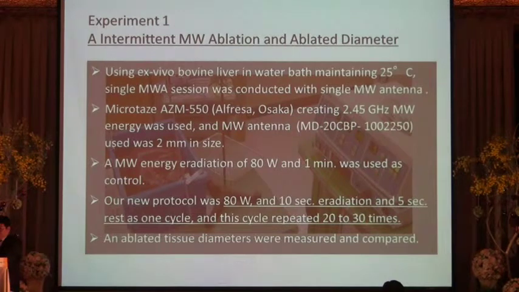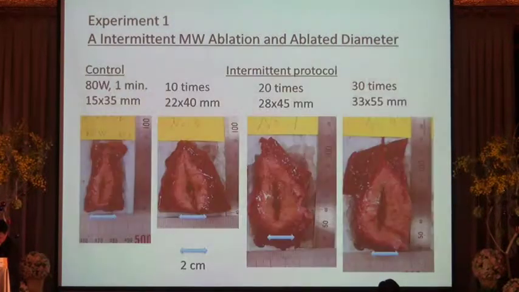First of all, I practiced a conventional microwave experiment. The microwave equipment is an older one, and the protocol is 80 watts with 10-second irradiation and 5-second rest. This cycle is repeated 10 times, 20 times, and 30 times. The conventional protocol is 80 watts with 1 minute of continuous irradiation. These protocols were compared in experiments.